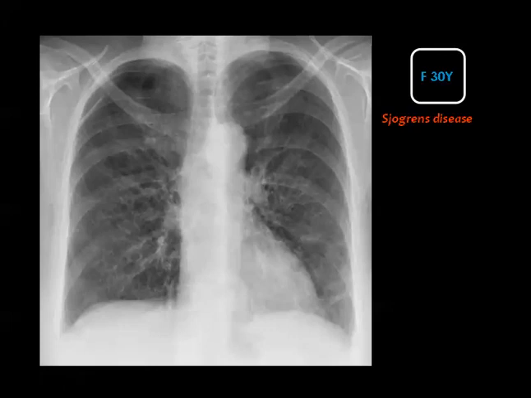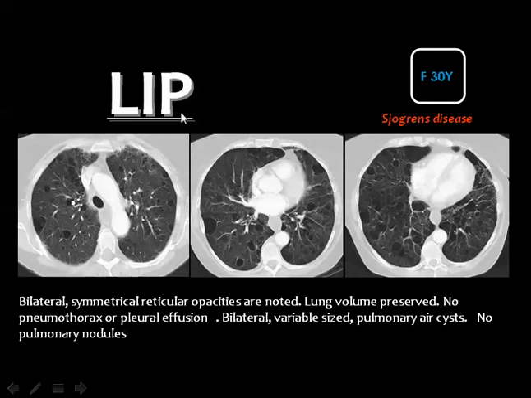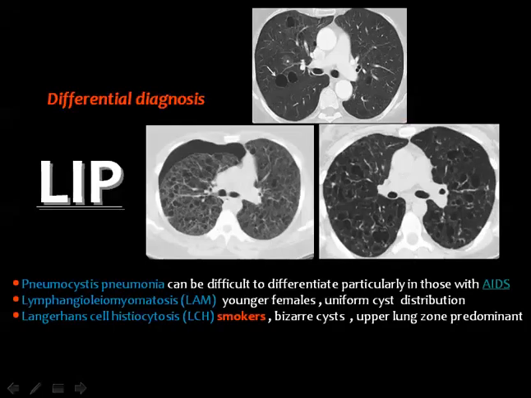We cannot discriminate if the patient is HIV positive, but if he is, then you consider Pneumocystis jirovecii more common than lymphocytic interstitial pneumonia. But if you know that the patient had Sjögren's, especially Sjögren's in particular, then what you are looking for is lymphocytic interstitial pneumonia. And this is another example, lymphocytic interstitial pneumonia.